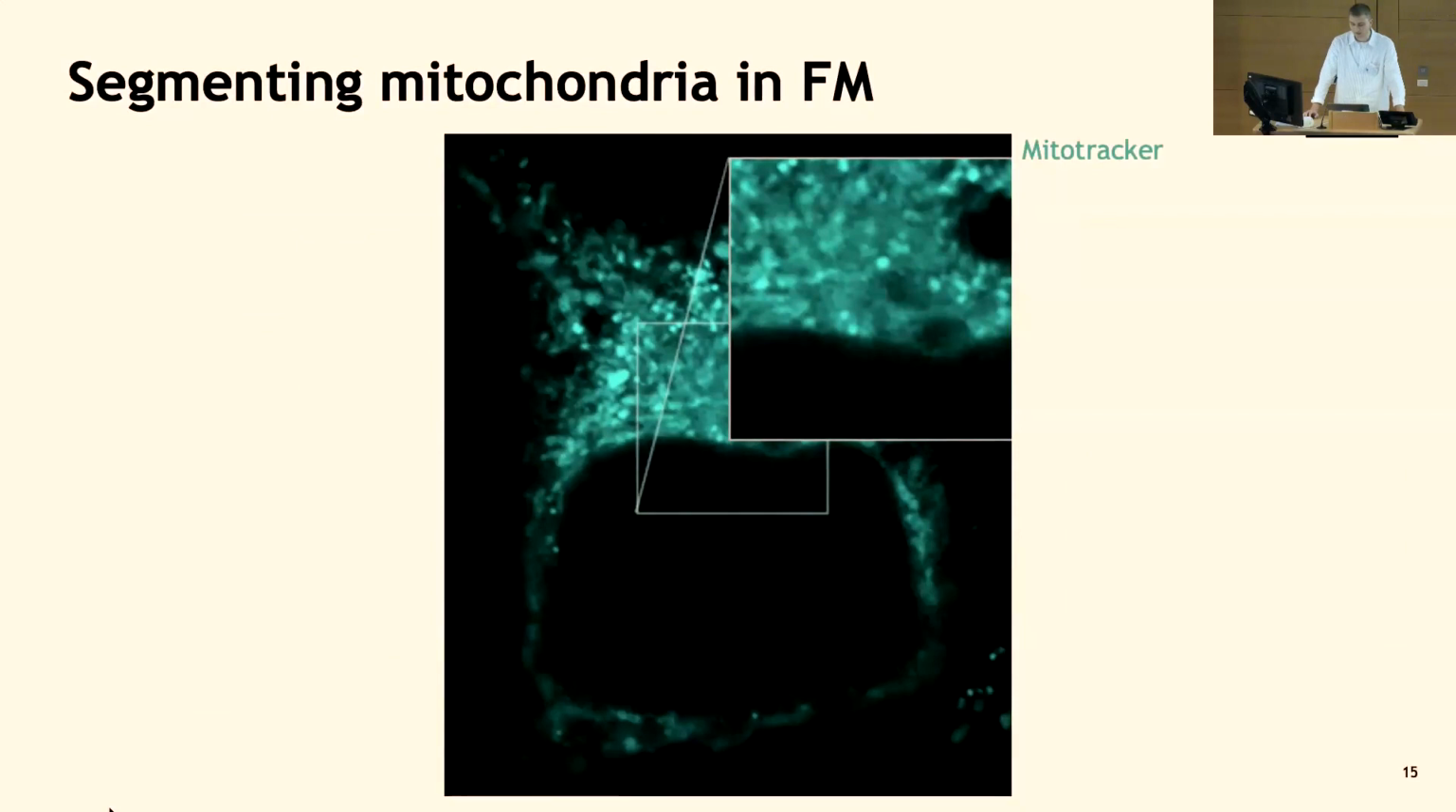So one of the first steps is to segment the mitochondria in the fluorescence microscopy. And to do this, we employ traditional image processing techniques.